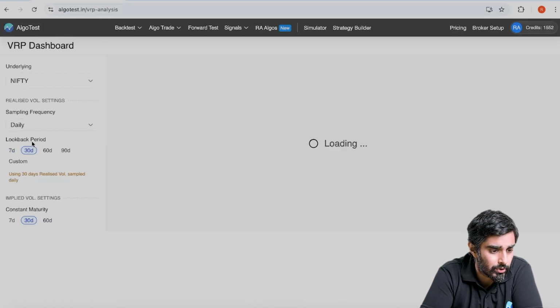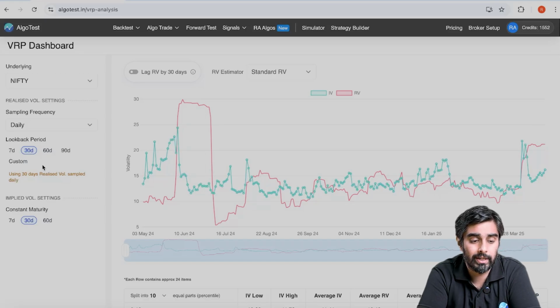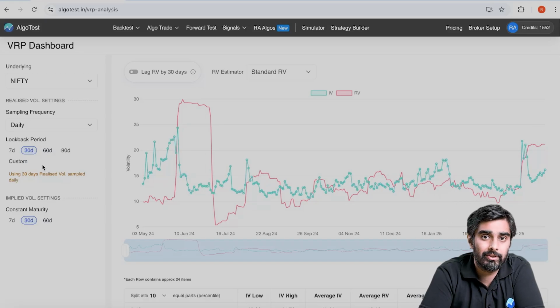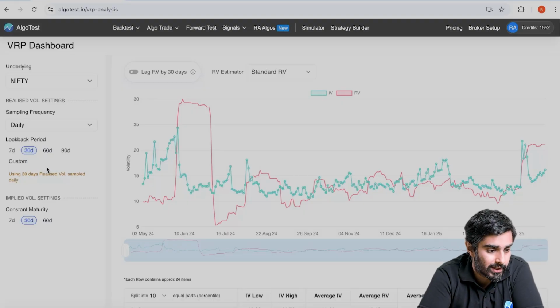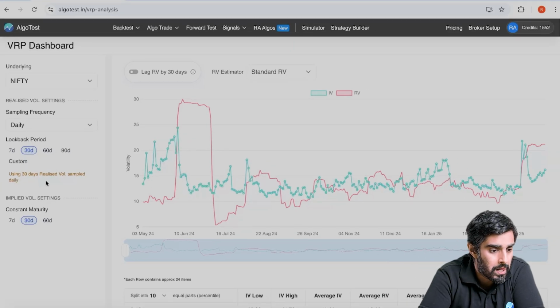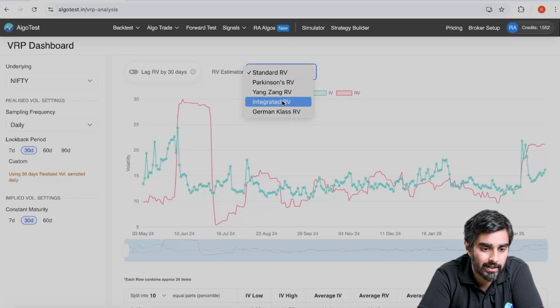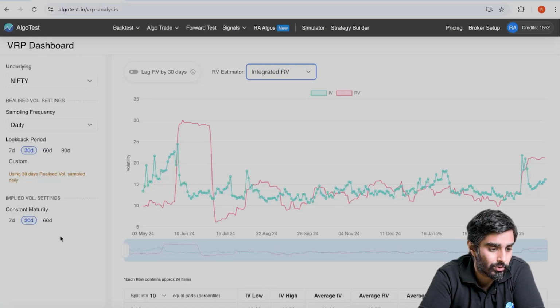Here, we are going to use a 30-day look back period. That just means that we'll look at the previous 30 calendar days and use Nifty's movement over those 30 calendar days to calculate the realized volatility. So you can see over here, it says using 30-day realized vol sample daily. Instead of standard RV, we'll use integrated RV, which essentially removes the effect of drift, so if there are trend effects.